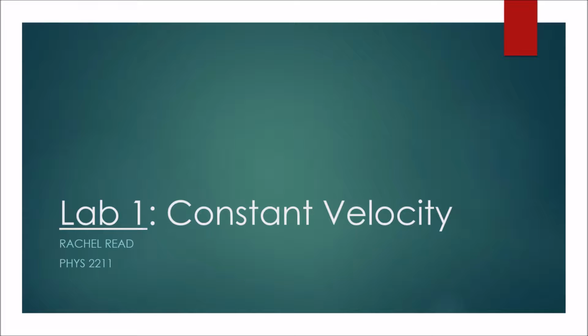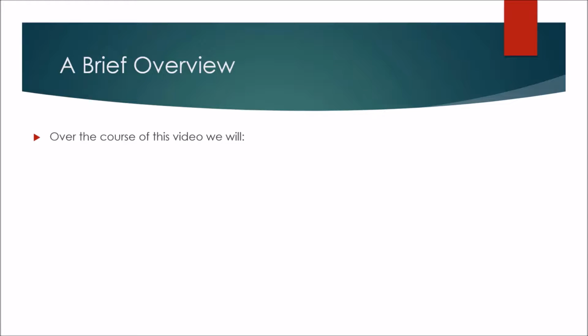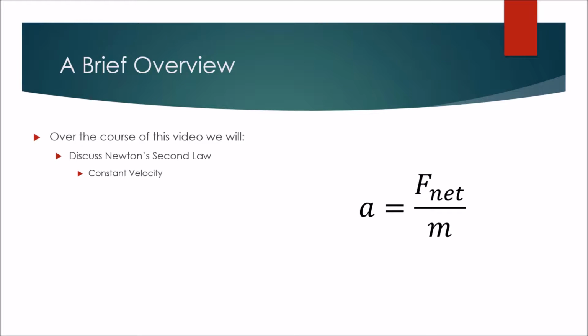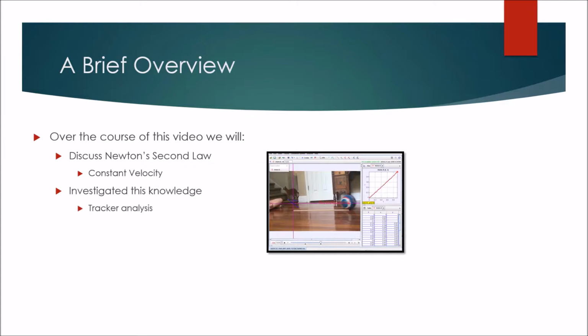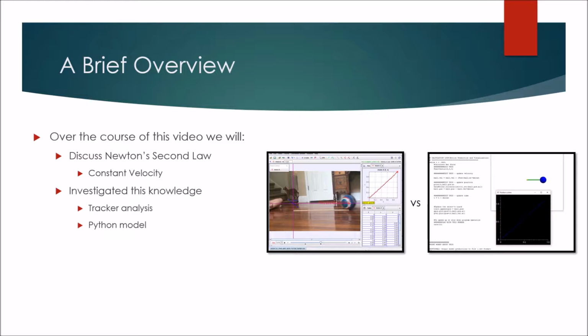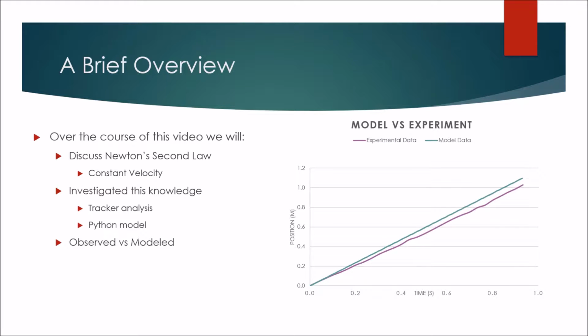Hi guys, welcome to my video lab report for Lab 1, which is about constant velocity. Over the course of this video, we will discuss Newton's second law, i.e. the momentum principle, and how it pertains to objects moving at constant velocity. We will also investigate this knowledge experimentally by using tracker analysis, as well as theoretically through the creation of a Python computer model based off tracker observations. Finally, we will compare experimental and theoretical data and discuss why our observations do or don't fully match up with what we expect.